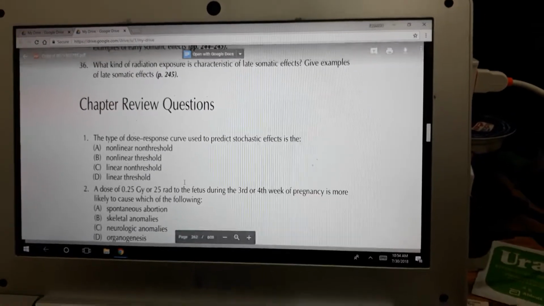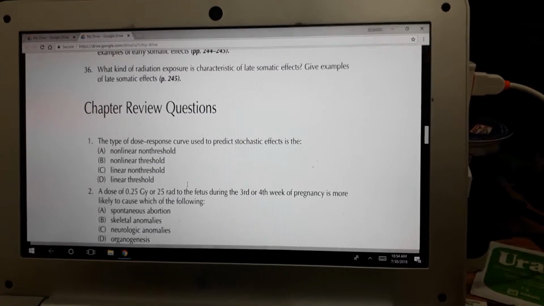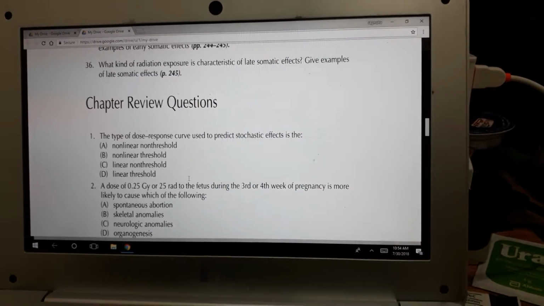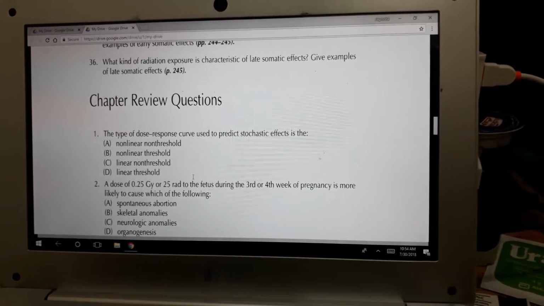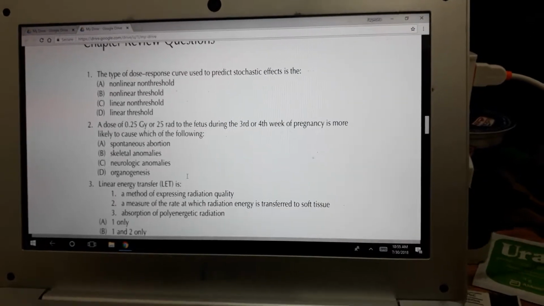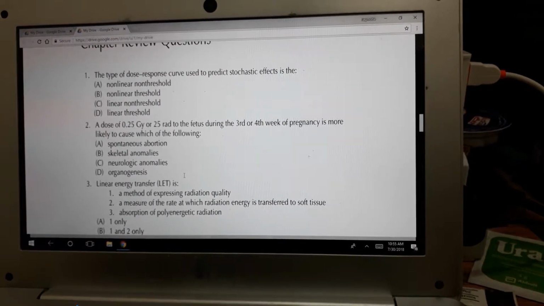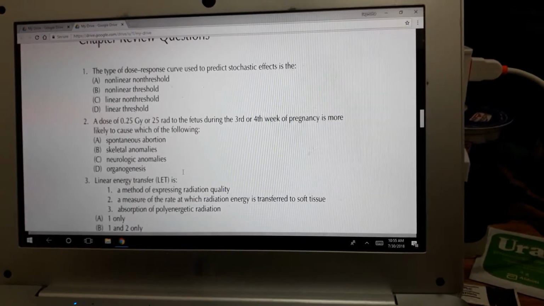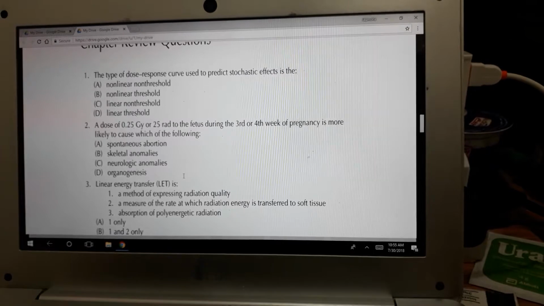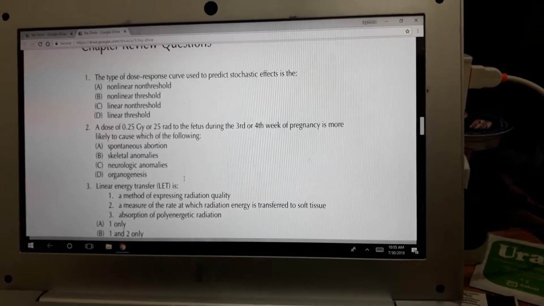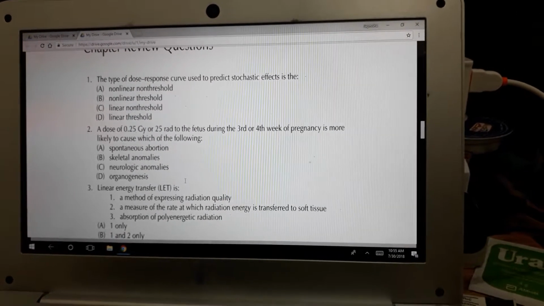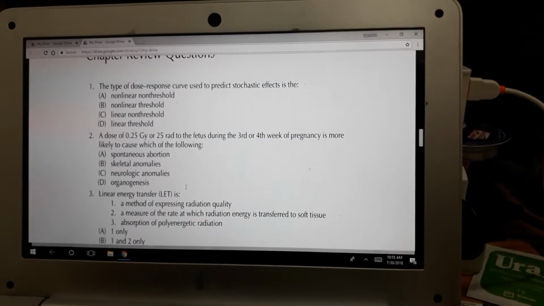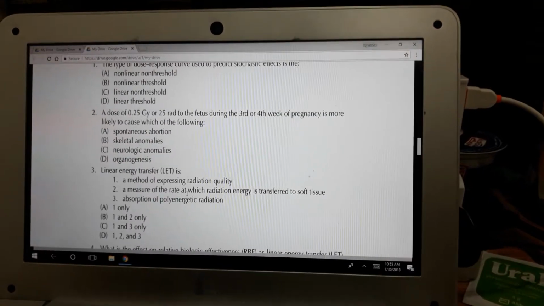The type of dose response curve used to predict somatic effect is the linear non-threshold. Answer is B. The next question: a dose of 0.25 gray, 25 rad, to the fetus during the 3rd to 4th week of pregnancy is most likely to cause which of the following? Skeleton abnormality. This is B.